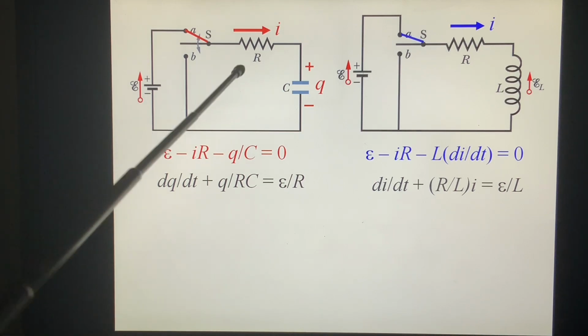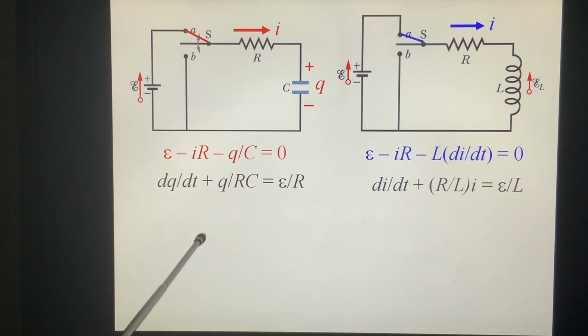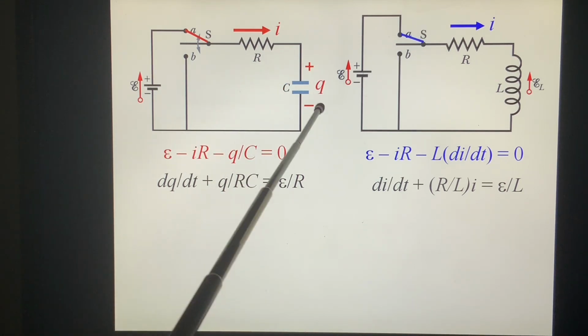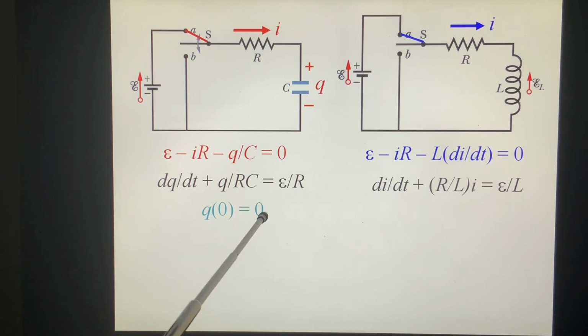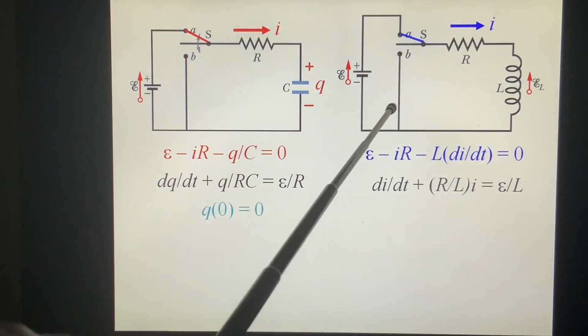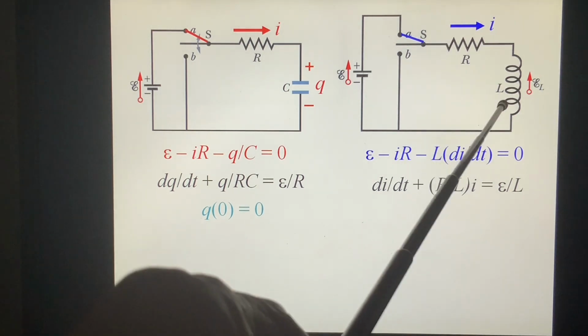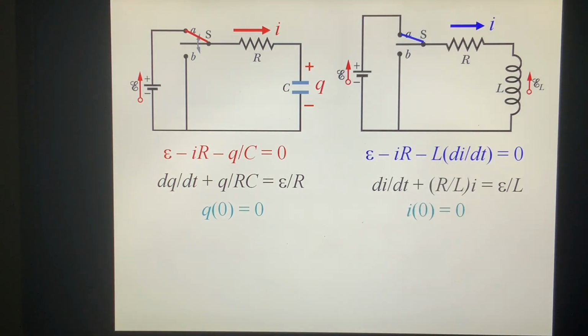And the initial condition. The initial condition is at t equal to 0, there's no charge on this capacitor. So Q0 equals 0. In this case, the I, at the beginning, is 0. No current, okay? So we solve this differential equation with this initial condition. Also this differential equation with this condition, we get the answer.